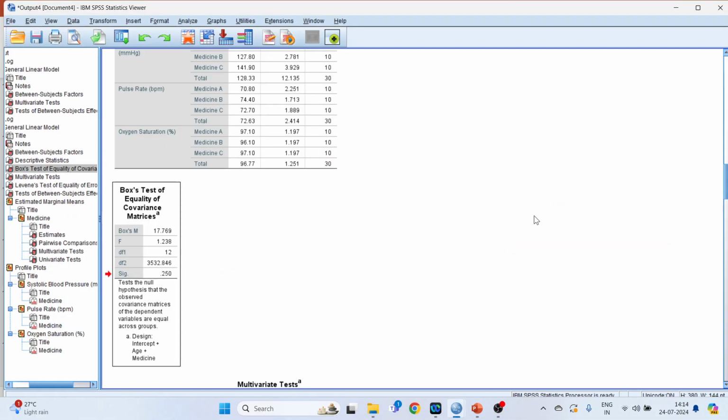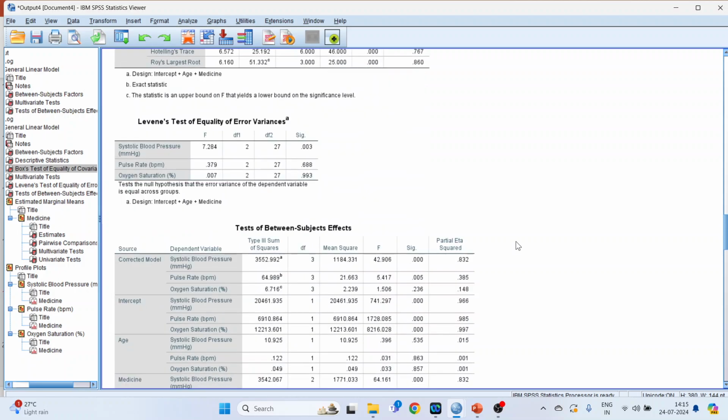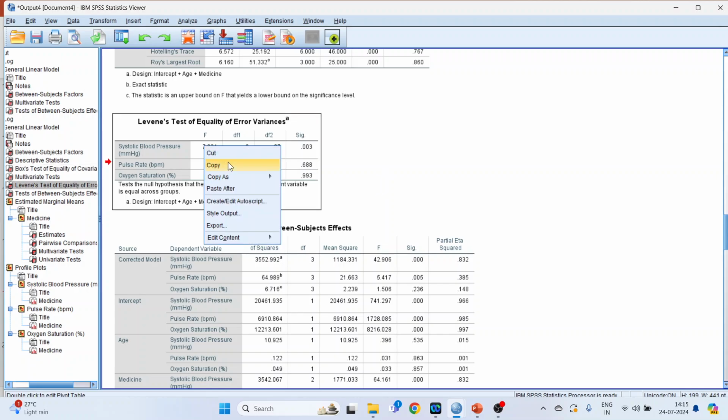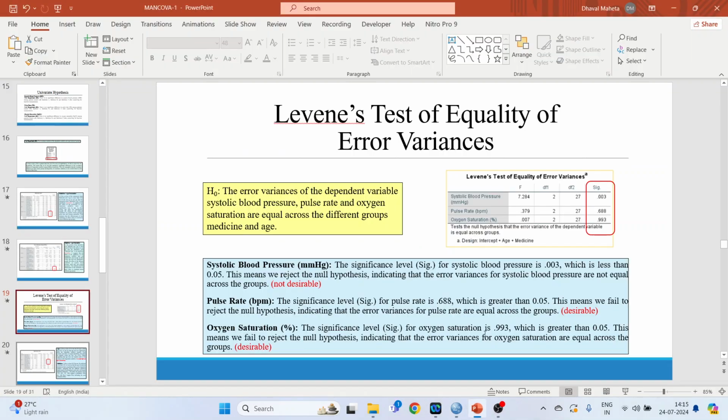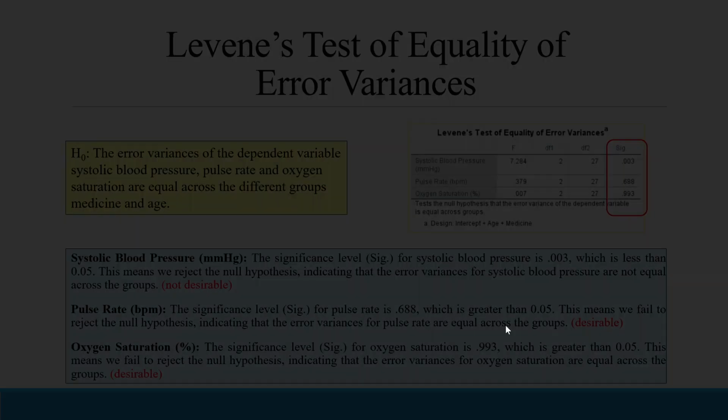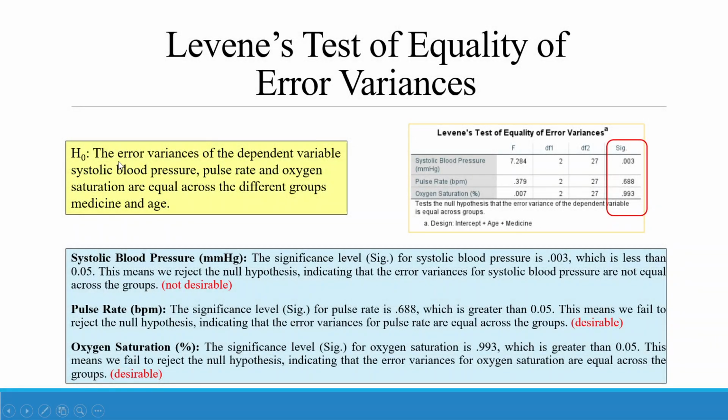There are more results which are generated here. Next thing which we have to check is Levene's test of equality of error variances. Right click, copy, and we will do the interpretation now. Null is the error variances of the dependent variables, which are systolic blood pressure, pulse rate, and oxygen saturation, are equal across the different groups of medicine and age. So just see the p-value.